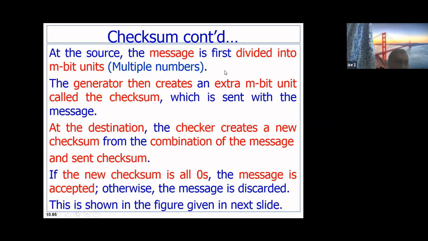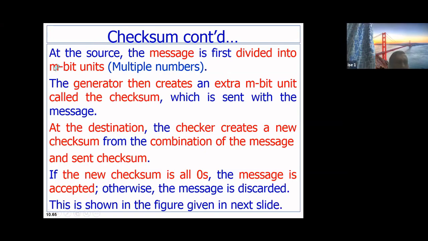So the first method we are going to see for the checksum is this: whatever the size of the message, we will always divide it into m bit units. Suppose I have a data message of size 40 bits, and I take m as 5. So 40 divided by 5, how many bits will I get? 8, right? 8.